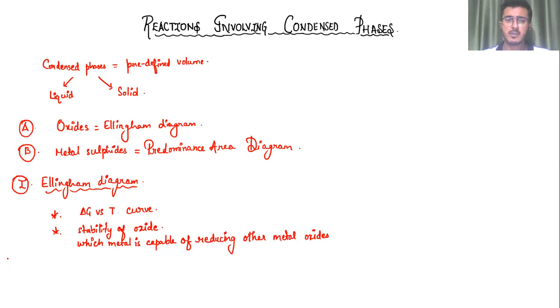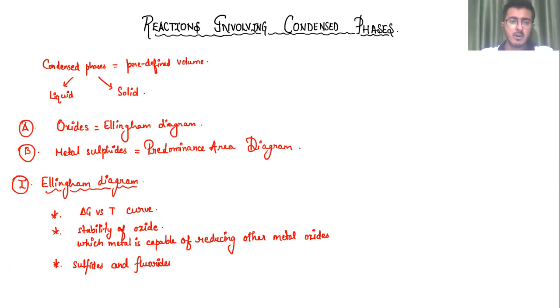As I was saying, we basically study the Ellingham diagram for the oxide part, but apart from oxides, the Ellingham diagram is also made for sulfides and fluorides. Similarly, in these cases also, they tell us about the stability of different sulfides and fluorides respectively.